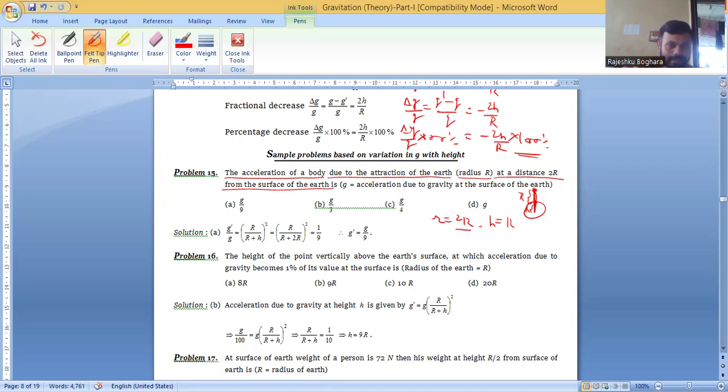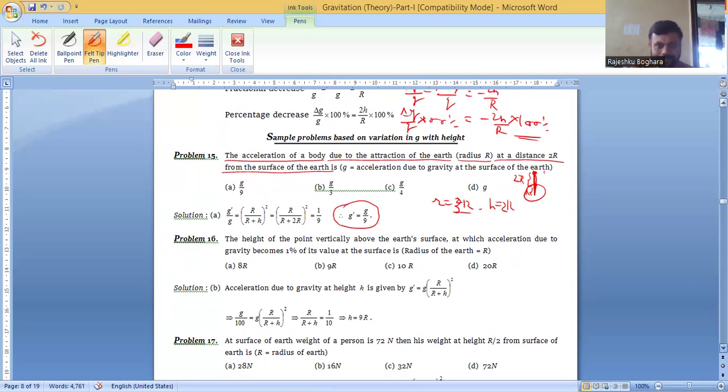Okay, so g dash by g equal to r upon r plus h, whole square. Sorry, acceleration due to attraction of the earth radius at a distance 2r from the surface of the earth. तो ये डिस्टेंस 2r है और ये r, तो टोटल ये 3r होगा. This is the 2r. तो r अपॉन r प्लस 2r स्क्वायर, r प्लस 2r 3r, तो 1/9, तो g dash इक्वल टू g/9.